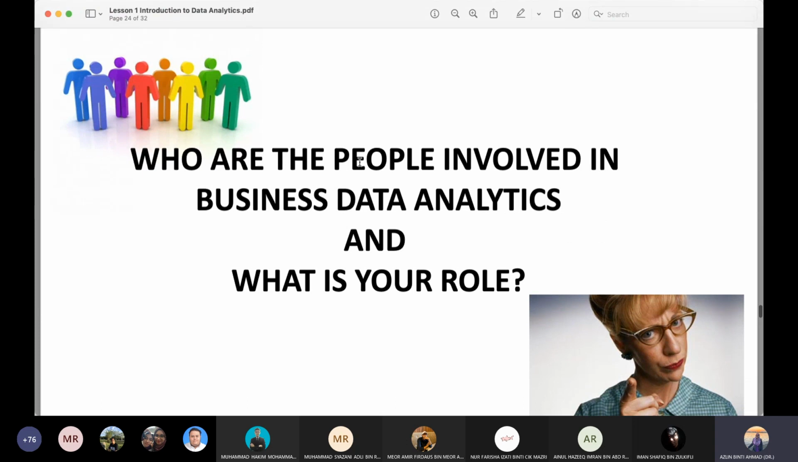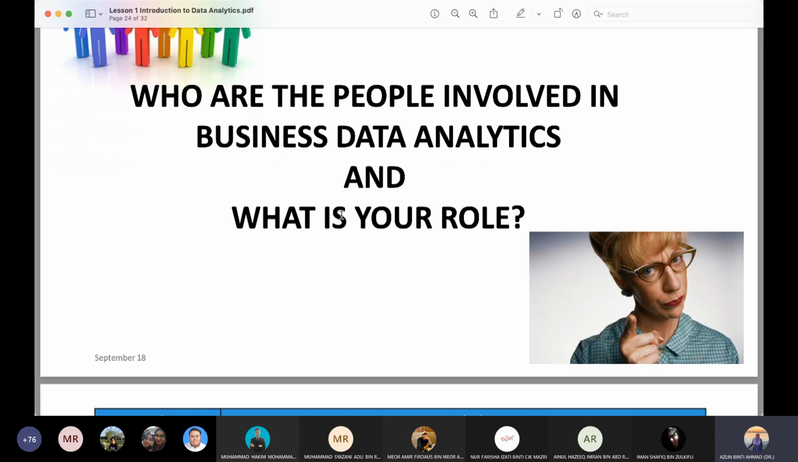So next is, who are the people involved in business data analytics and what is your role? Okay, we will see the people involved in the structure of business data analytics and dekat mana you ada.